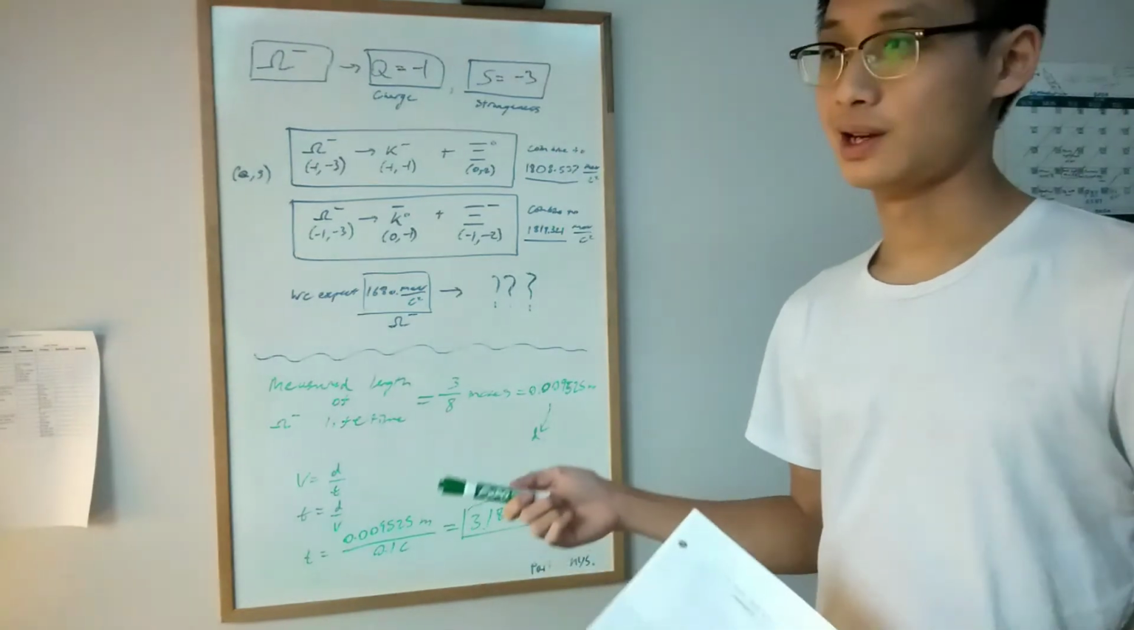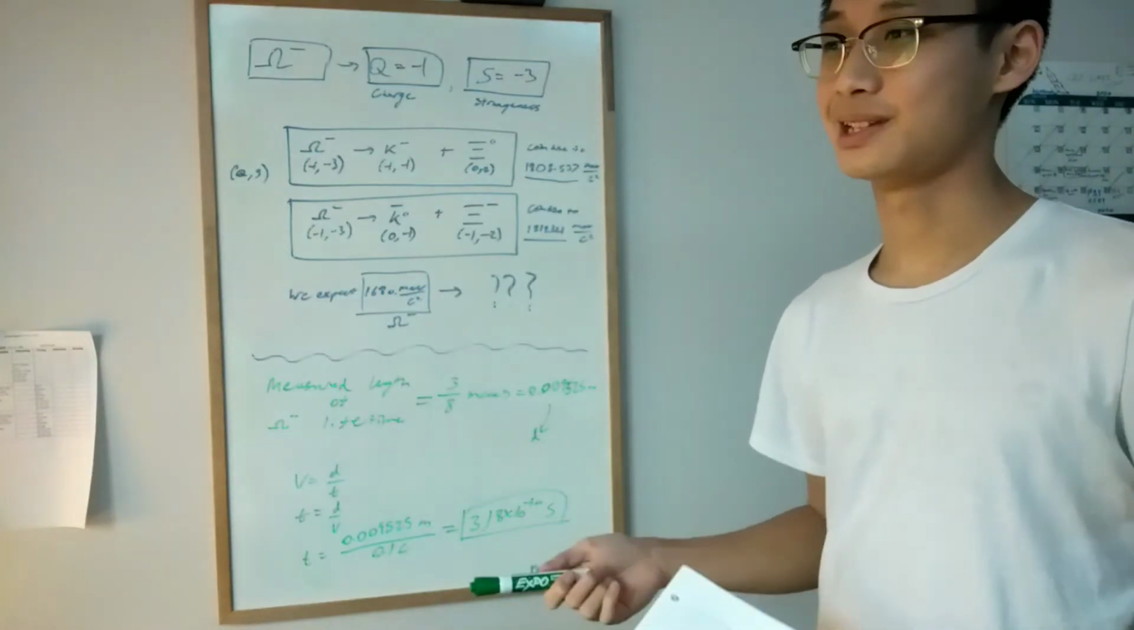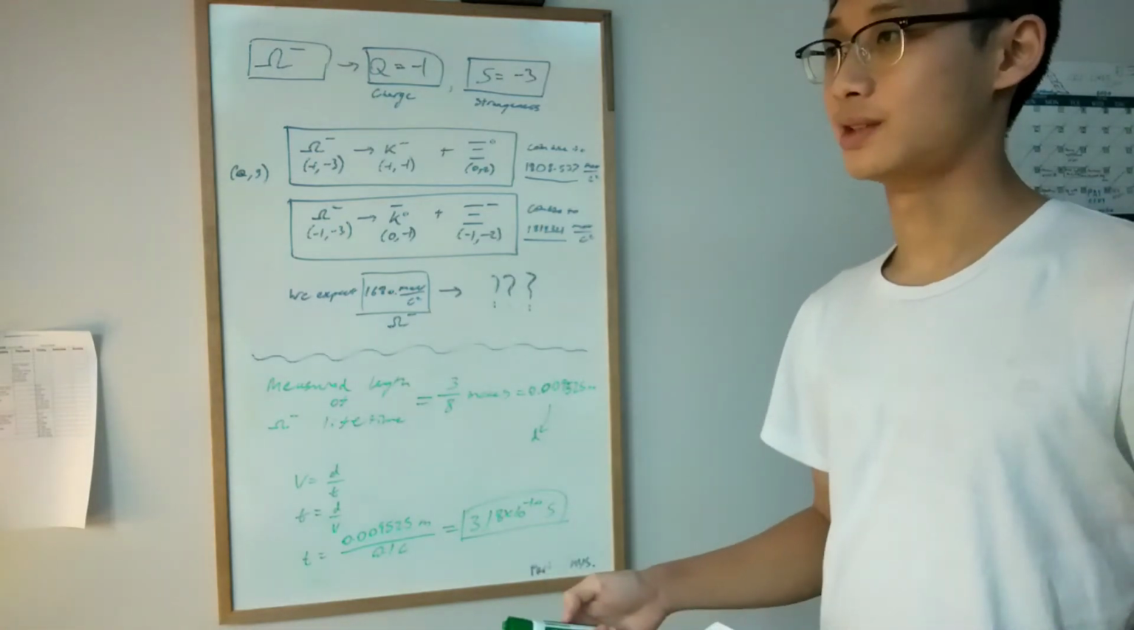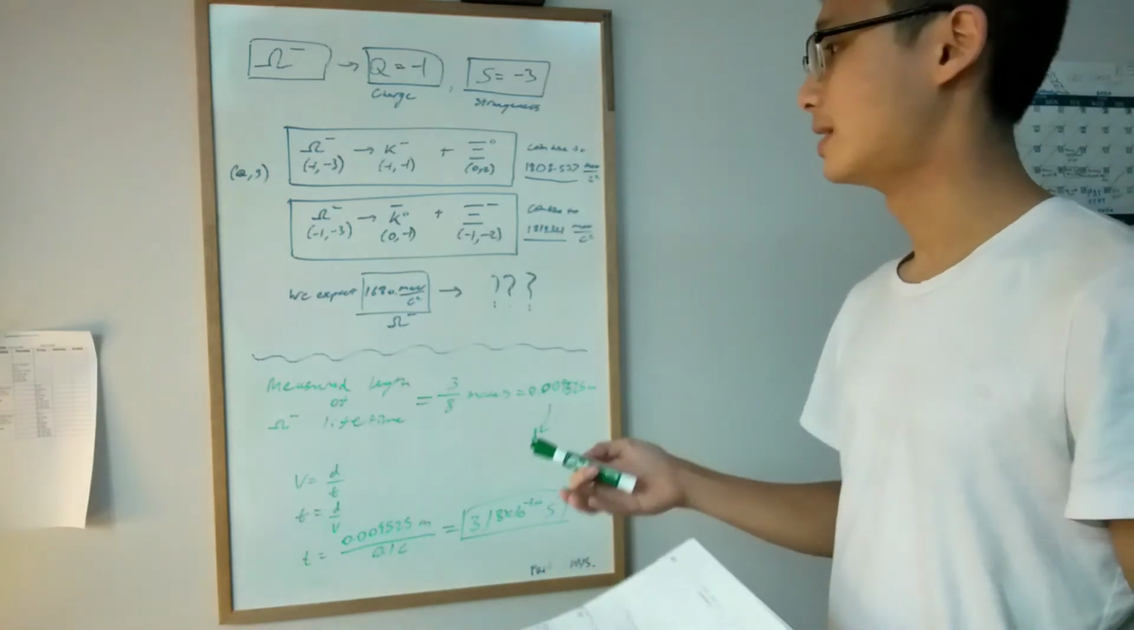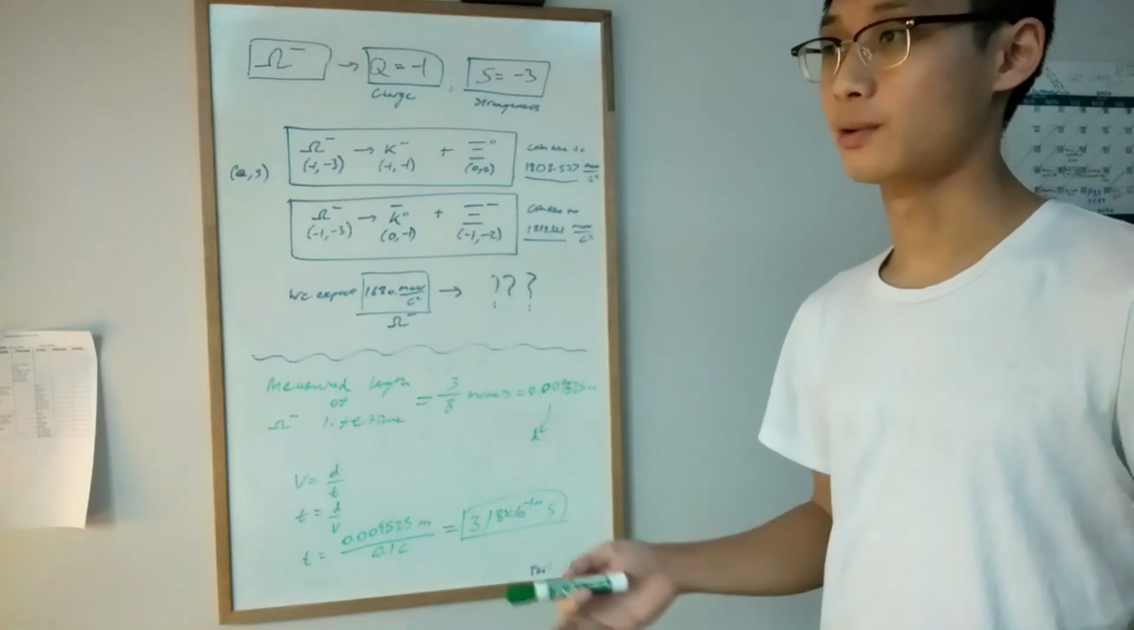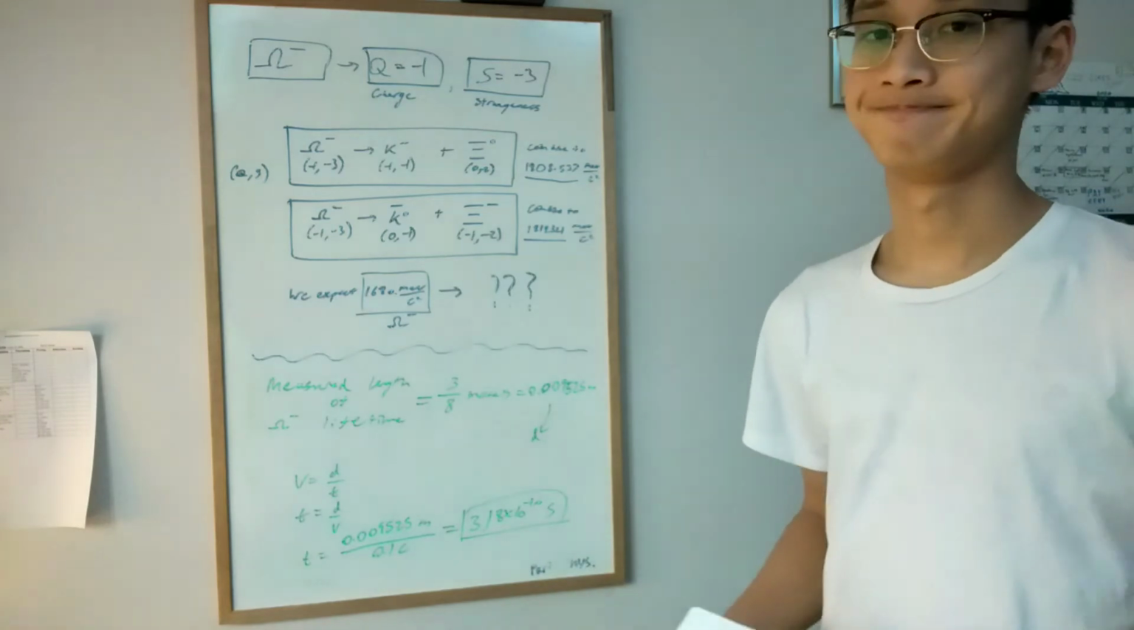And so there's an inconsistency, and it turns out that later on it was discovered that the omega minus particle does decay, but through a much slower, weak interaction.